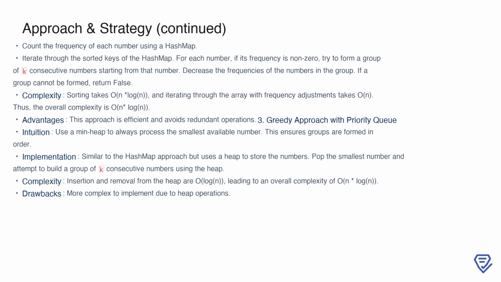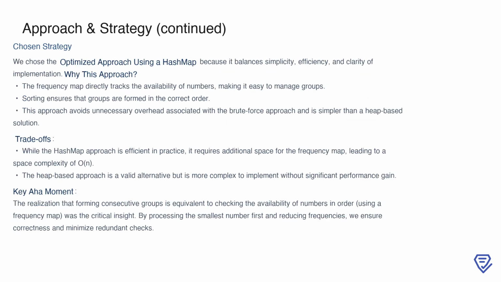of a hash map. Ultimately, we chose the optimized approach using a hash map as the best solution for this problem. This method strikes an excellent balance between efficiency, simplicity, and clarity of implementation. The frequency map provides a direct way to track the availability of numbers, and sorting ensures that groups are formed in the correct order. Unlike the brute force approach, it eliminates unnecessary overhead, and compared to the heap-based solution, it is easier to implement without sacrificing performance.